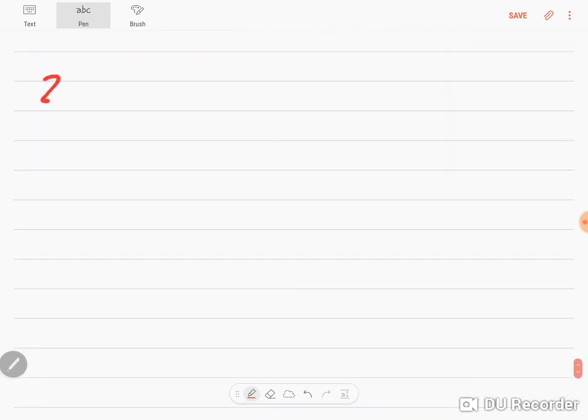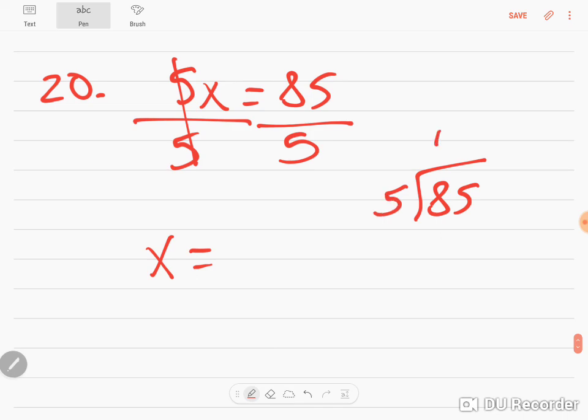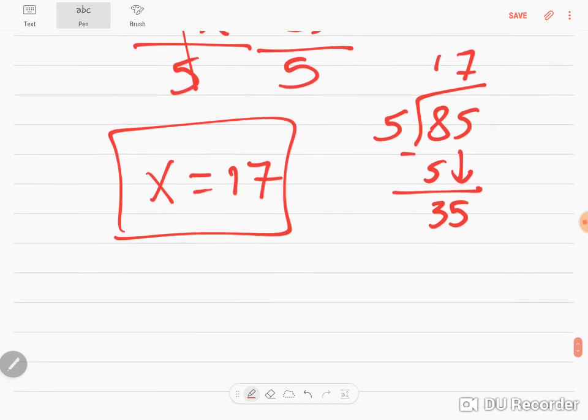And finally, 20. 5x is equal to 85. The inverse operation of multiplication is division. Divide by 5 on both sides. X is equal to 85 divided by 5. Goes into a 1. 17. There we go.